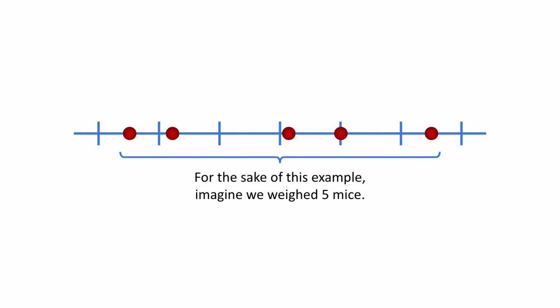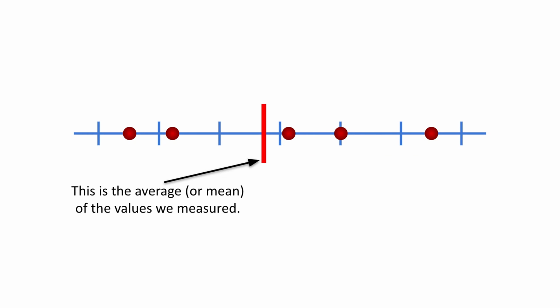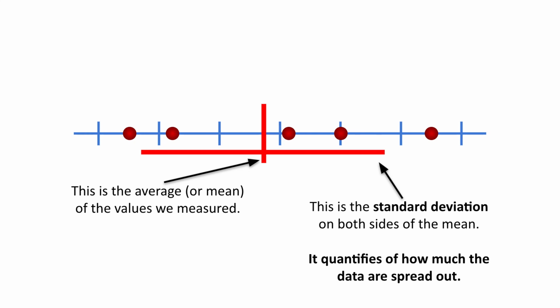For the sake of this example, imagine we have weighed 5 mice. This is the average or the mean of the values we measured. This is the standard deviation on both sides of the mean. It quantifies how much the data are spread out.